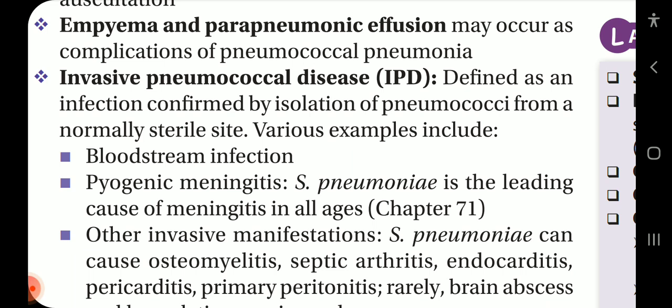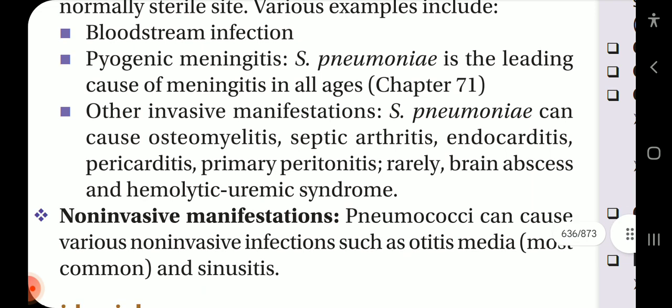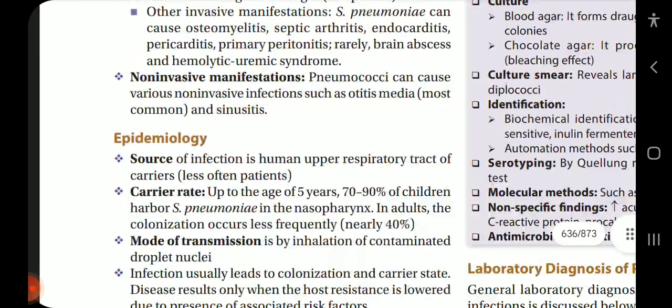Invasive pneumococcal disease (IPD) is defined as an infection confirmed by the isolation of pneumococci from a normally sterile site. Various examples include bloodstream infection and pyogenic meningitis. Streptococcus pneumoniae is the leading cause of meningitis in all ages. Other invasive manifestations: Streptococcus pneumoniae can cause osteomyelitis, septic arthritis, endocarditis, pericarditis, primary peritonitis, and rarely brain abscess and hemolytic uremic syndrome. Non-invasive manifestations: pneumococci can cause various non-invasive infections such as otitis media, the most common, and sinusitis.